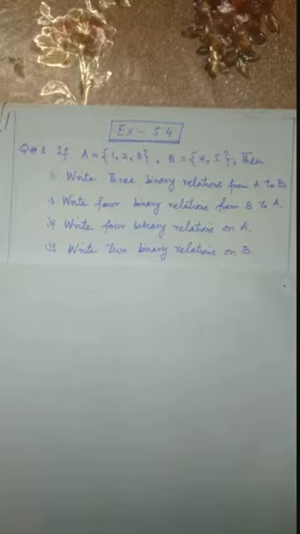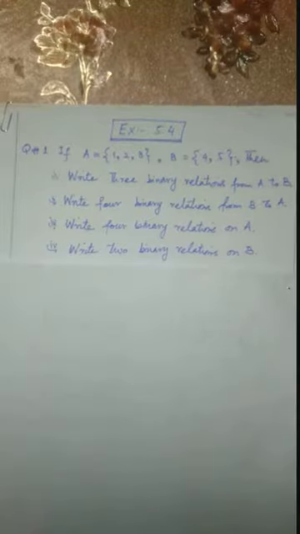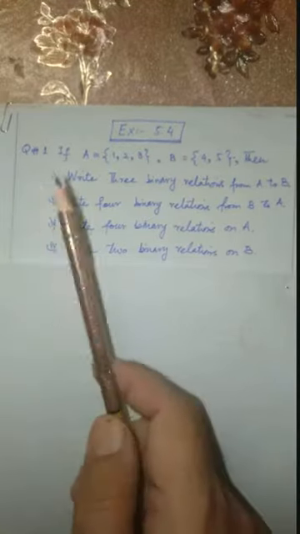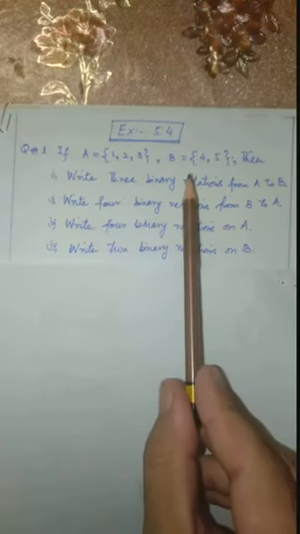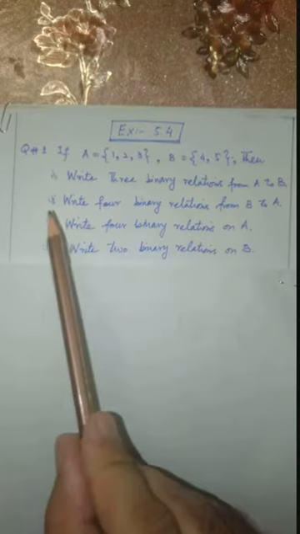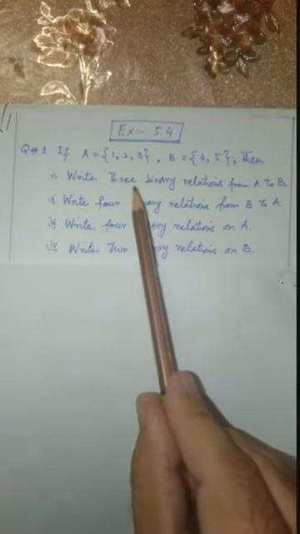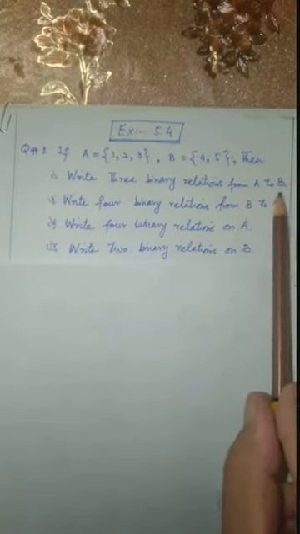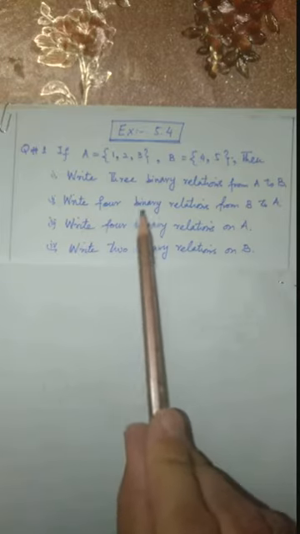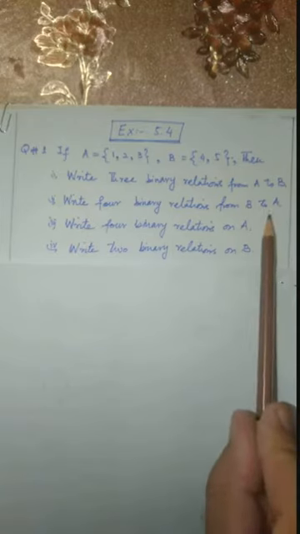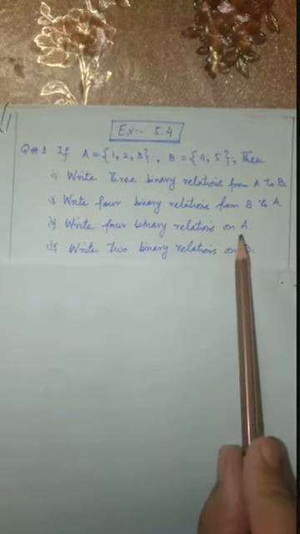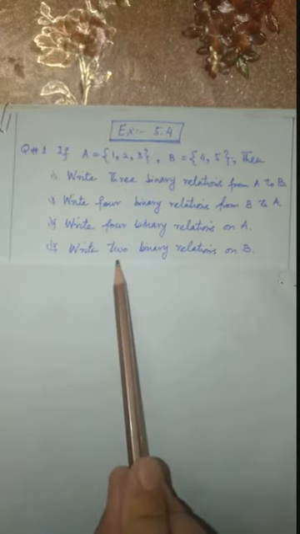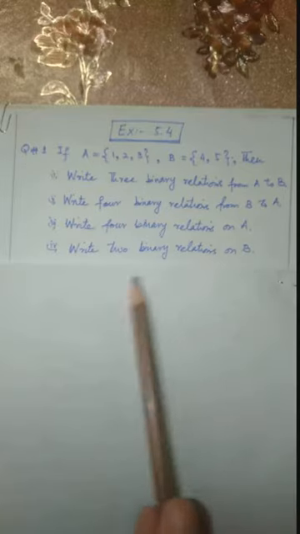Now moving to exercise 5.4. Question number 1 is given. In this question, set A is 1, 2, 3 and set B is 4, 5. Then write 3 binary relations from A to B, write 4 binary relations from B to A, then write 4 binary relations on A, and write 2 binary relations on B.